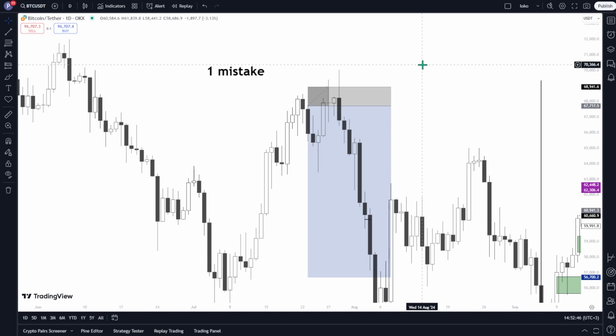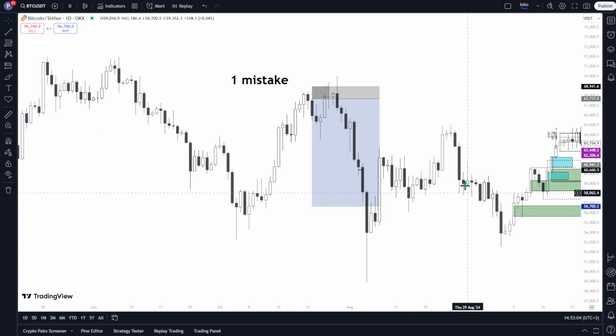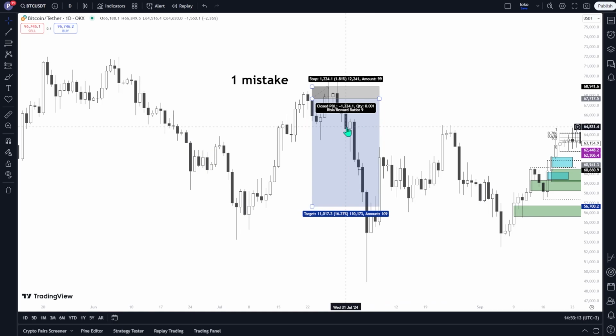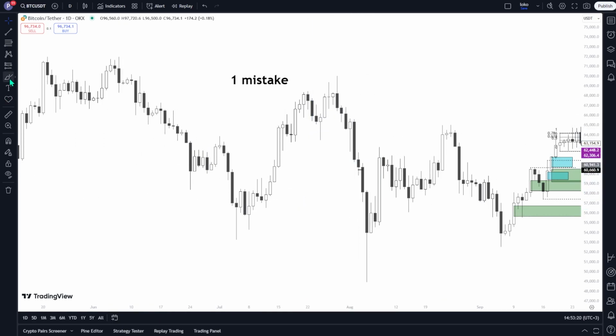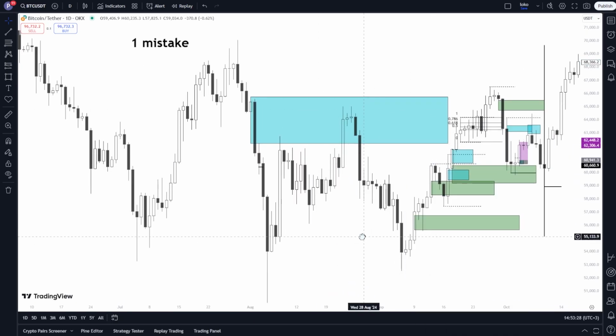How to avoid it? Always wait for clear confirmation, like a rejection candle, a change in the market structure, or a break back into the range. Be patient. It's better to miss a trade than to jump into a bad one. For example, in this situation, you can wait for the retesting of our order block here, and after the impulsive movement is confirmed, you can easily enter from it and get a huge profit.